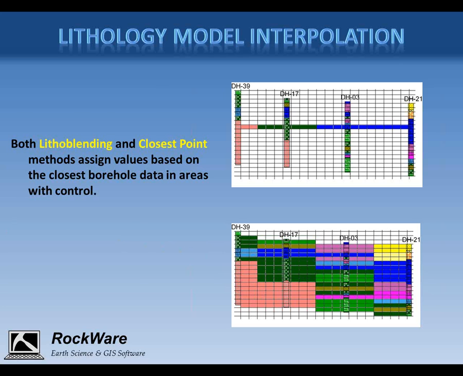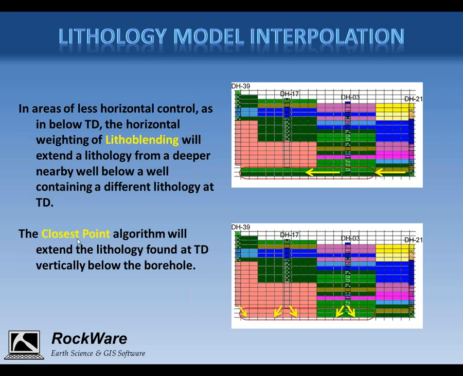So where some of the changes occur are down below total depth, where you might only have control for one borehole if you're using the lithoblending method. This horizontal weighting actually says that, even though this borehole is closer vertically, this horizontal weighting will pick up a color from a borehole that's further away. And this is good if you have horizontal units, as this horizontal weighting honors that horizontality of the structure.